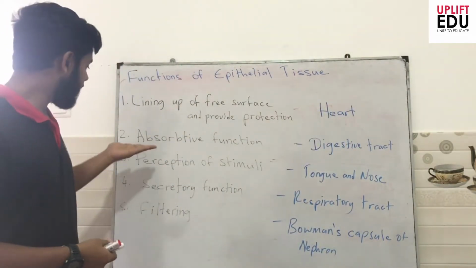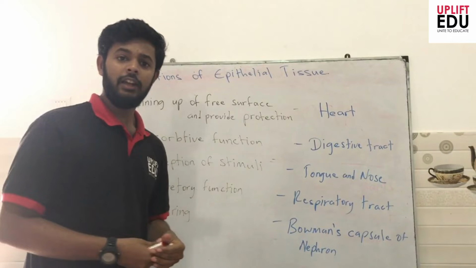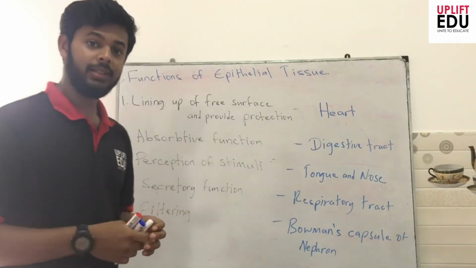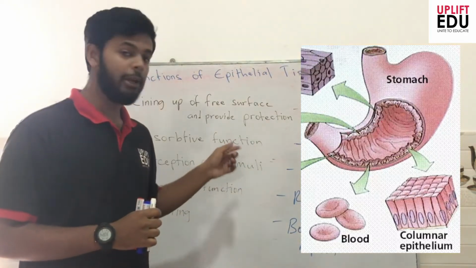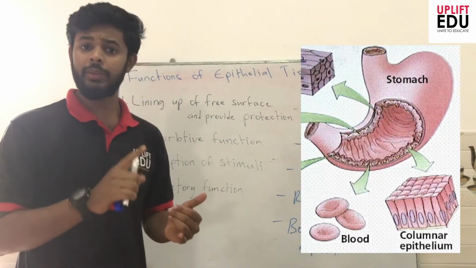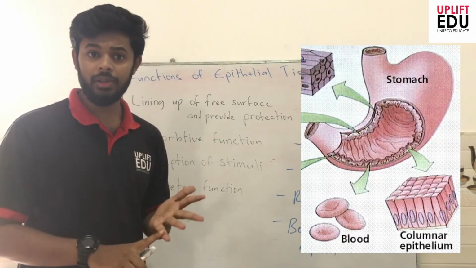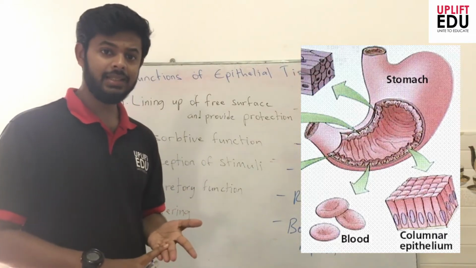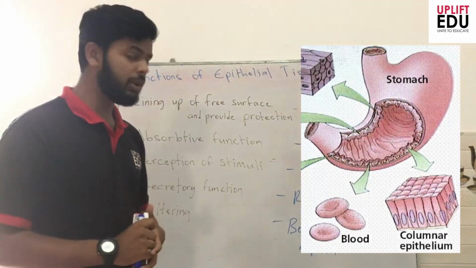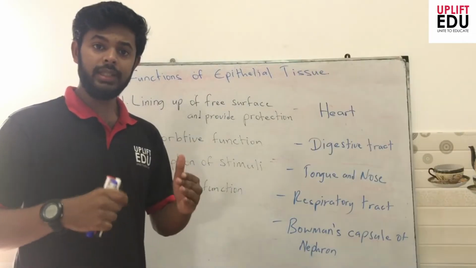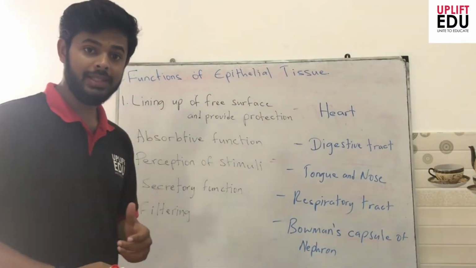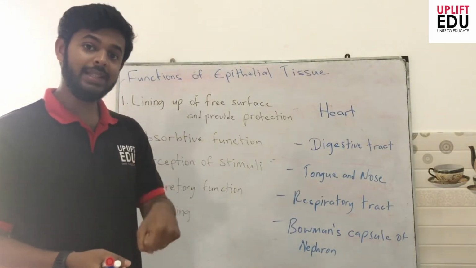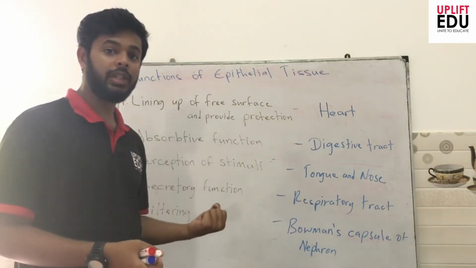Another important function is the absorptive function. If we consider the digestive tract, the internal surface of the digestive tract consists of this epithelial tissue. When I say digestive tract, the stomach belongs to that, the small intestine, then the large intestine, all belong to this digestive tract. The digestion process takes place in the stomach and small intestine, and the digested food materials are absorbed into the body.